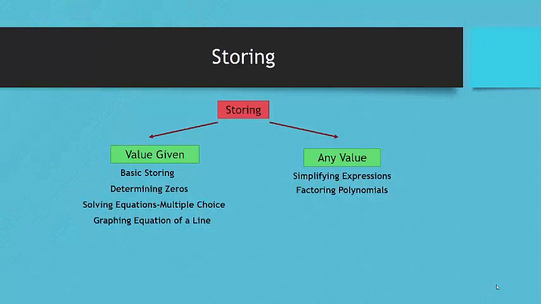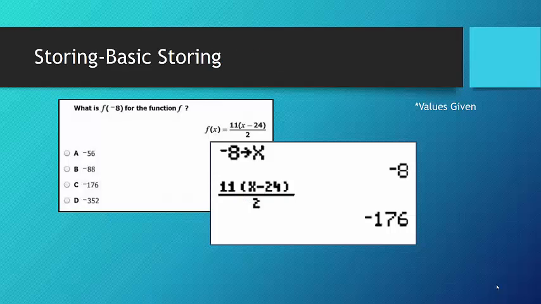Now the next thing is storing. There are 2 categories: the values given, and one where you can pick any value you want. First we're going to start with the values given. This is basic storing: f of a number, or it tells you that x, or whatever your variable is, equals a certain number. You're going to store that value for the letter, and then type out the expression. So number, store variable, type the expression. Our answer here is -176.